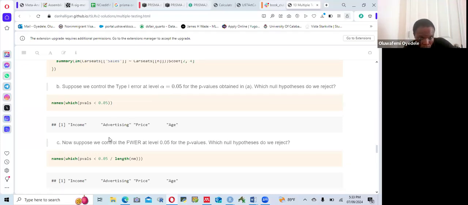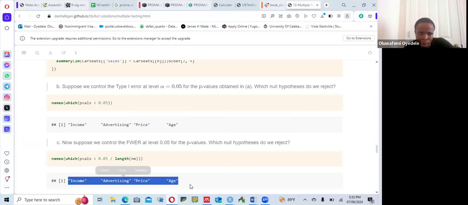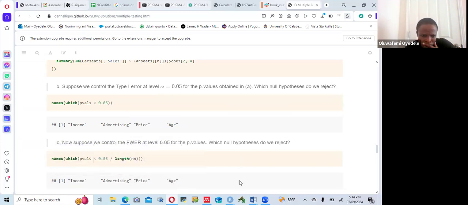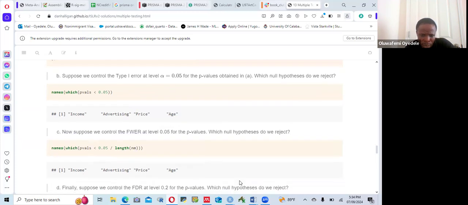Now suppose we control the family-wise error rate at the 5% probability level for the p-values. Which null hypotheses do we reject? We can see the null hypothesis is going to be rejected for income, for advertisement, for price, and also for age, because the p-values are all less than 0.05.